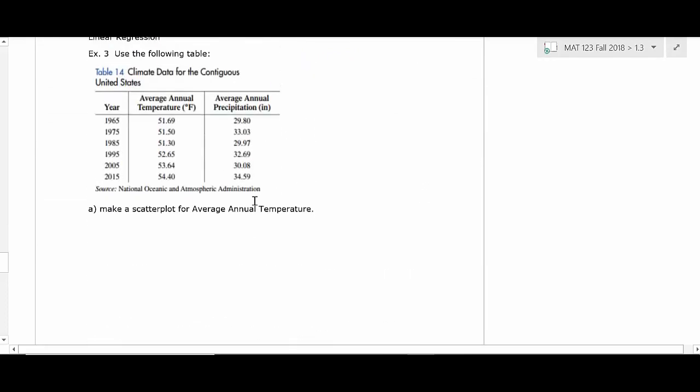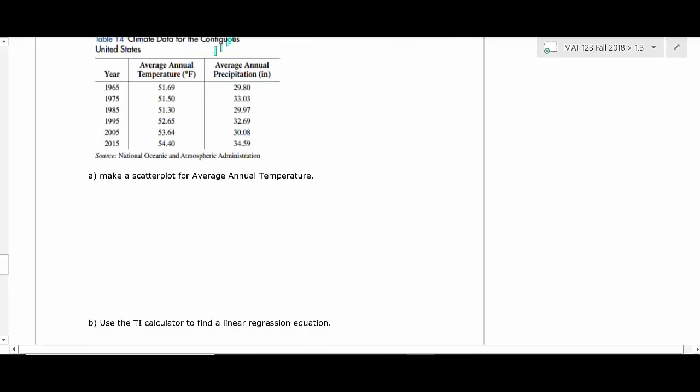Okay, so on the next page, let's go ahead and do a scatter plot. We're just going to look at the average annual temperature. So I'm only going to look at this right here. We have years, and then we have the temperature. This is an average temperature in the United States.